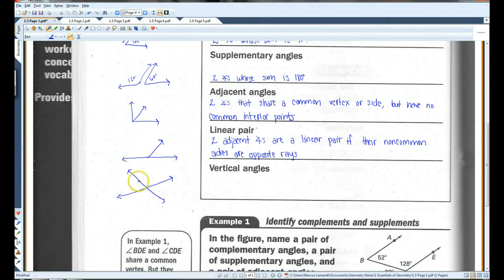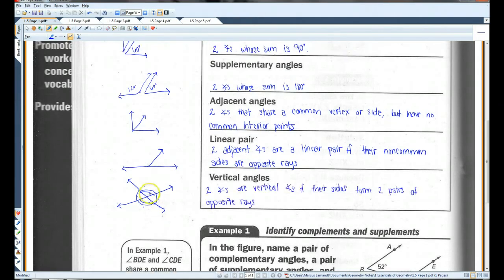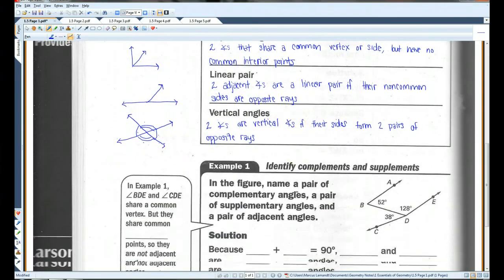They form kind of an X. This angle and this angle are vertical angles, and this angle and this angle are vertical angles. Notice that I used arcs to show this. That's because vertical angles are always going to be congruent. These two angles are congruent, and these two angles are congruent. Also interesting to note, these two sides make opposite rays, and these two sides make opposite rays.